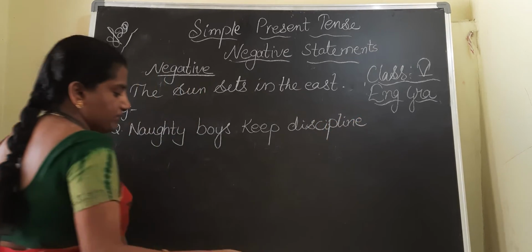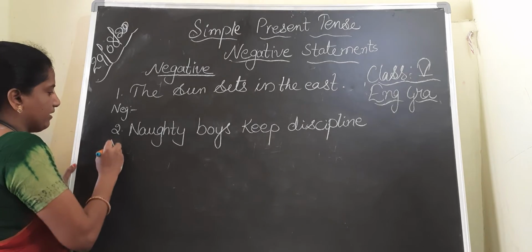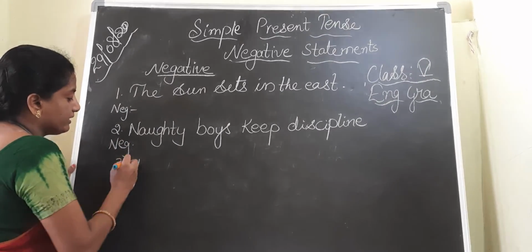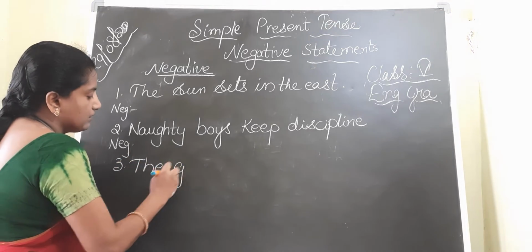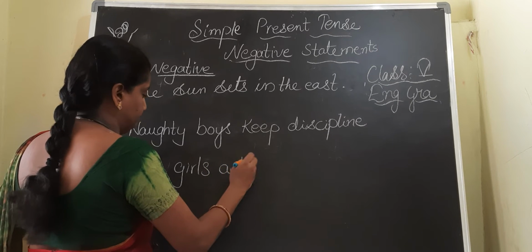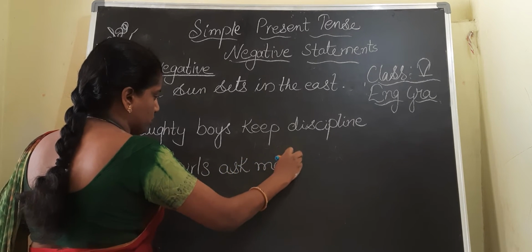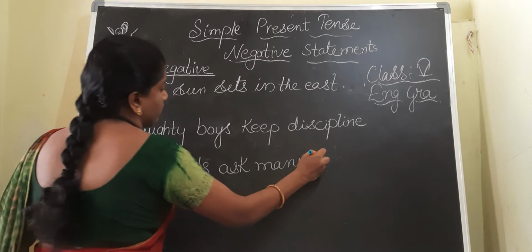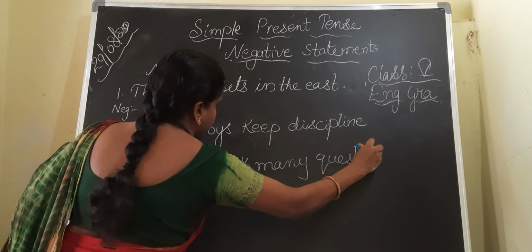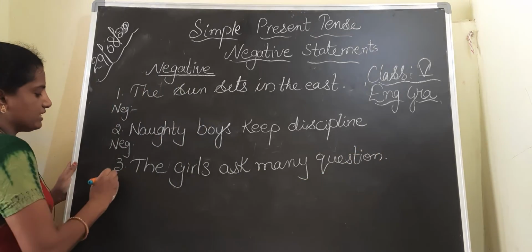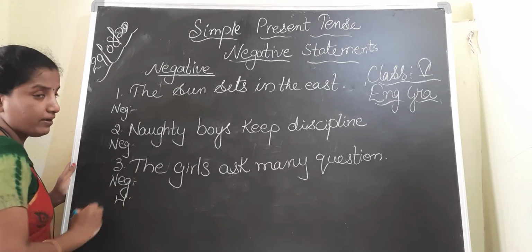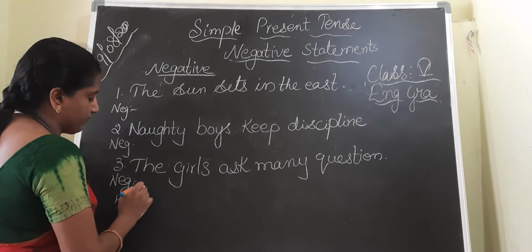Naughty boys keep discipline. Coming to the third one, children, they have given us: the girls ask many questions. This is the third statement. Coming to the fourth statement, children, I am writing, then we will discuss one by one.